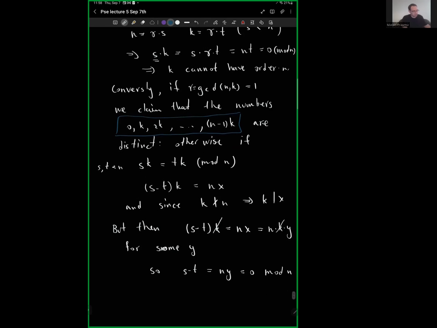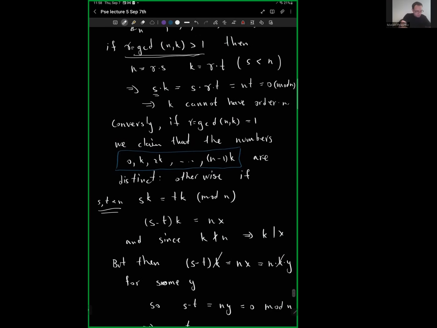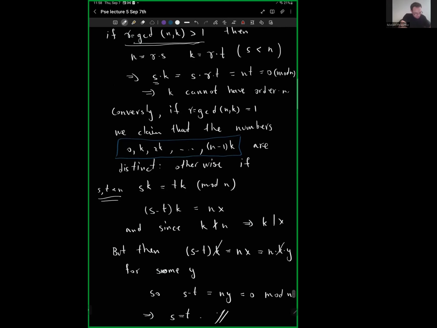Of course, this last part is a contradiction. I mean, if s minus t is ny for some y, and s and t are strictly smaller than n, well, then s is equal to t. Okay, so this is all to say that we finished the proof.